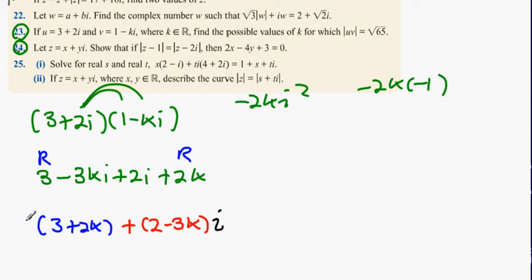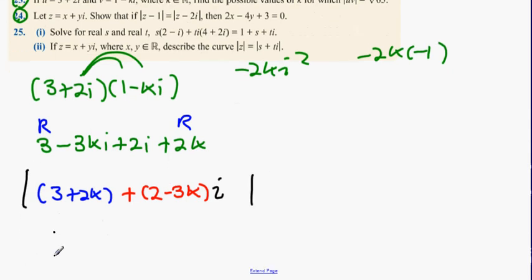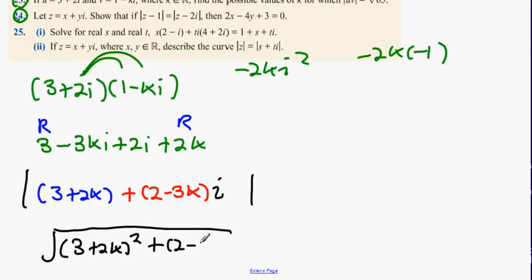Now remember what the modulus is. We'd get the modulus of this whole thing. So the modulus means basically the real part squared, so that's 3 plus 2k squared, plus the imaginary part squared. And we're going to square this all out.